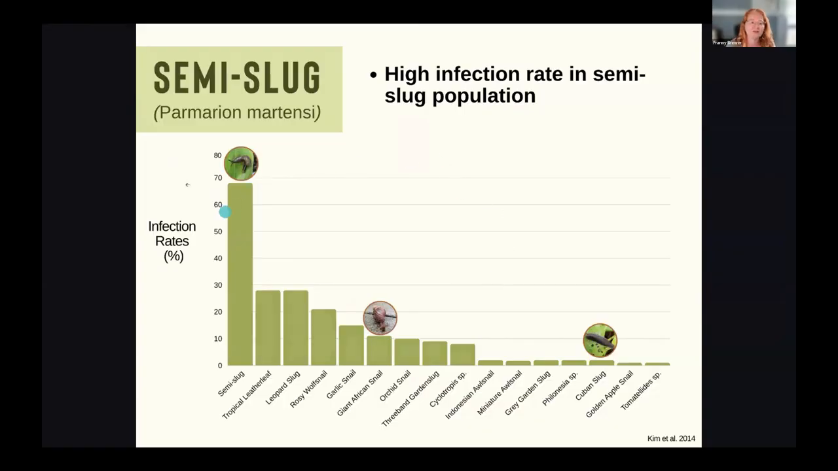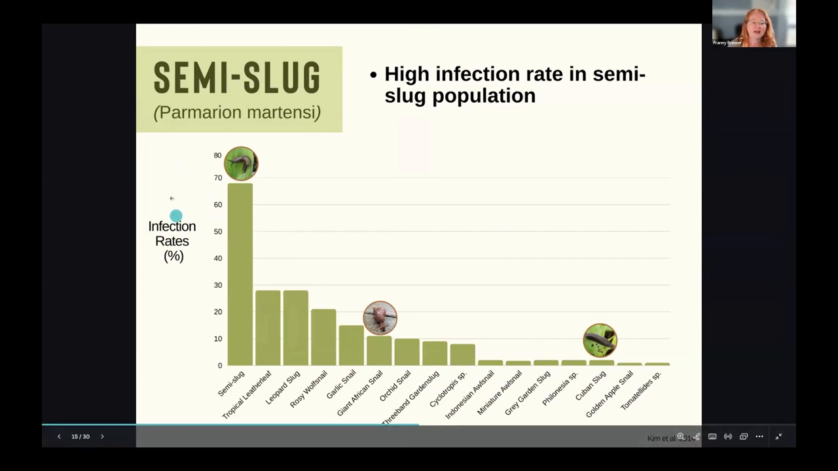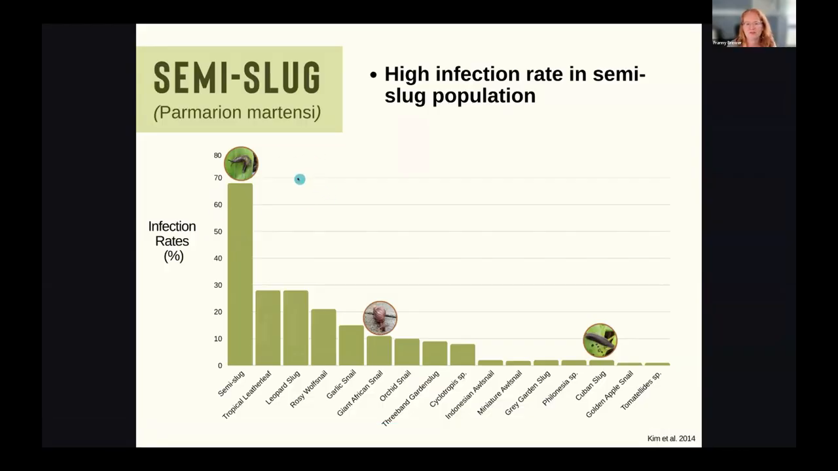And then one of the final high risk factors is that for some reason, this particular slug is really susceptible to the actual rat lungworm nematode. So this was a study that was done around 2014, of what the infection rates were in the different slugs and snails that were collected on the Big Island.